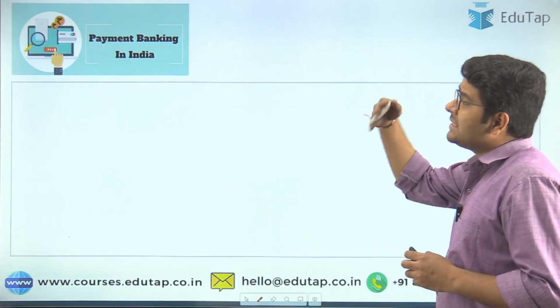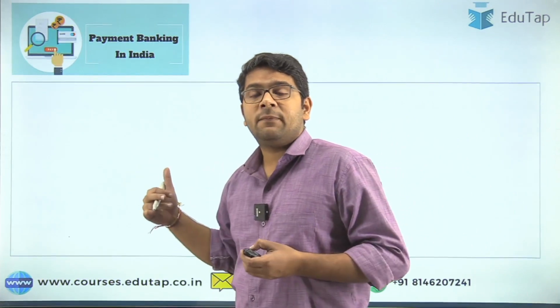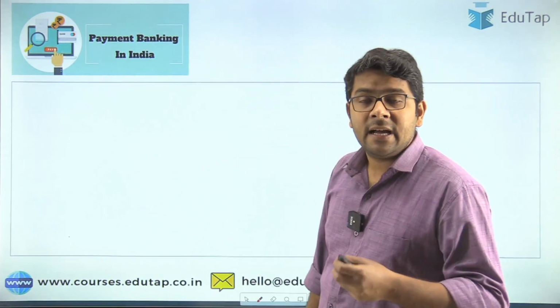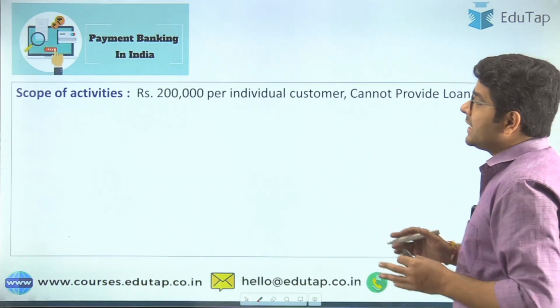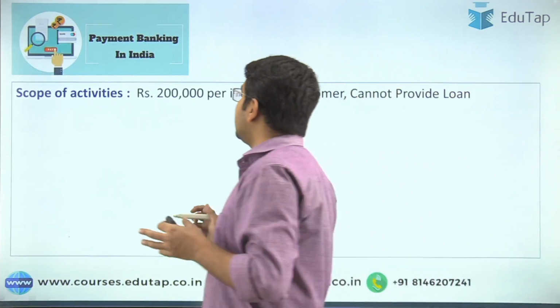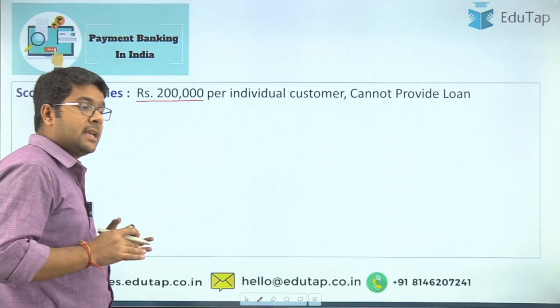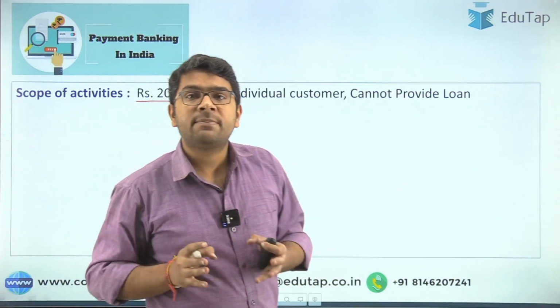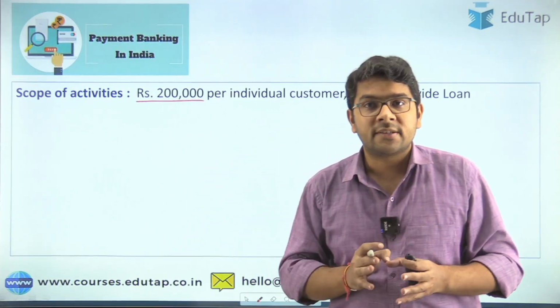So guys, just like we have done in the small finance bank, we will start with the scope of activities in the payment bank as well. So guys, here it is mentioned rupees 2 lakh something. What it actually means is that these banks can provide you the facility of deposits.